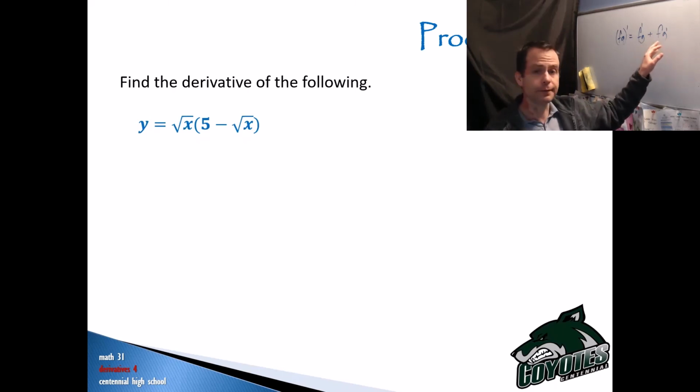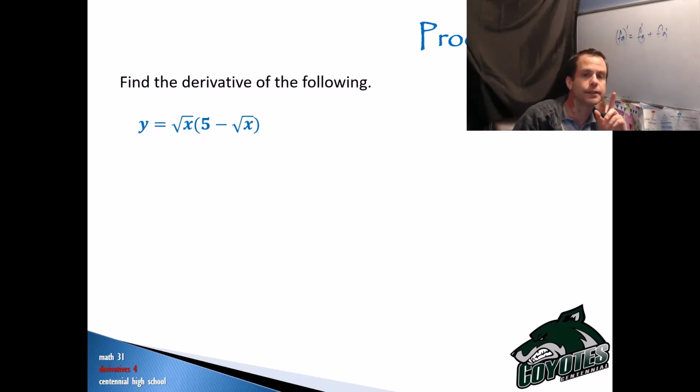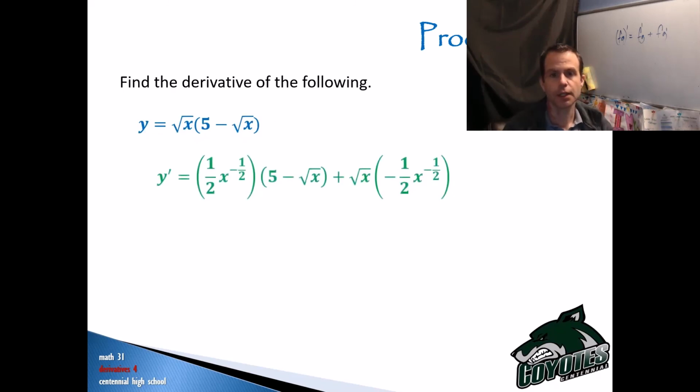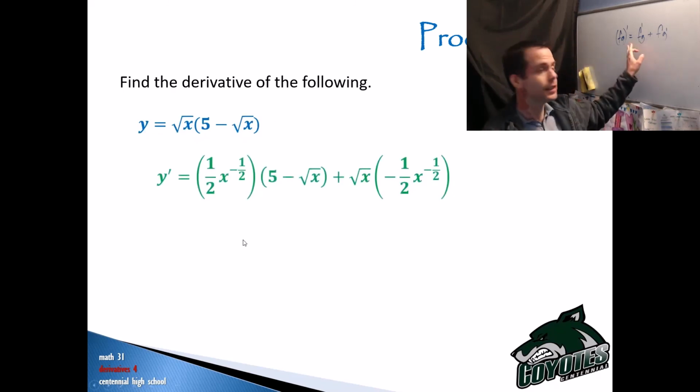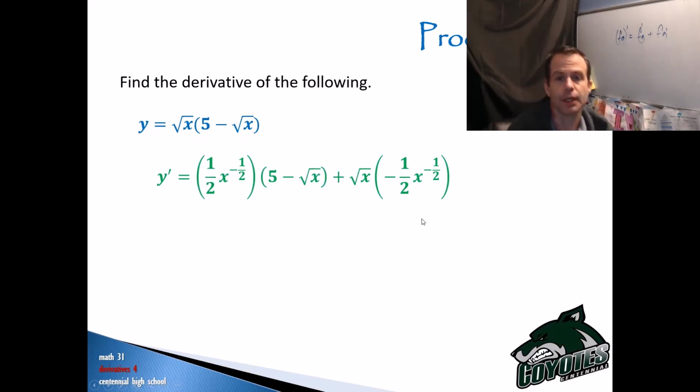And then the derivative of g, well, g is 5 minus the root of x. So that's 5 minus x to the 1/2. If that 1/2 comes to the front, that'll be negative 1/2 x to the negative 1/2. And the 5 drops off. Okay, so that is the derivative of f times g plus f times the derivative of g.